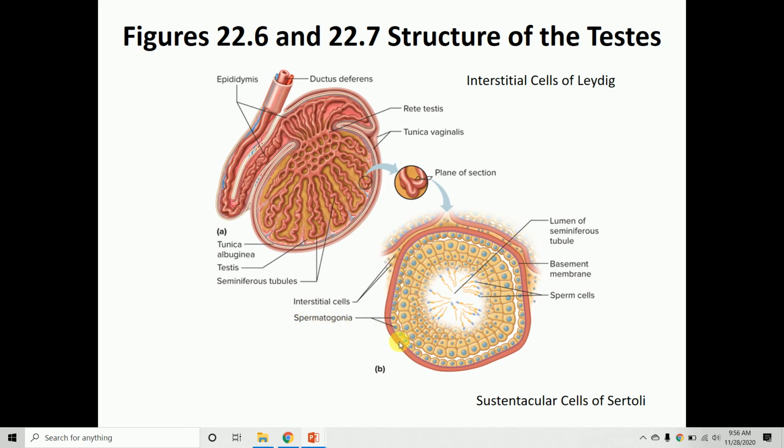Scattered within the spermatogonia are other cells known as the sustenticular cells of Sertoli. Those sustenticular cells of Sertoli all start with S, and they help in the process of spermatogenesis that also starts with an S. In between the lobules, within the interstitial cells, there are what are known as the interstitial cells of Leydig, and these cells are responsible for producing the male sex hormones.